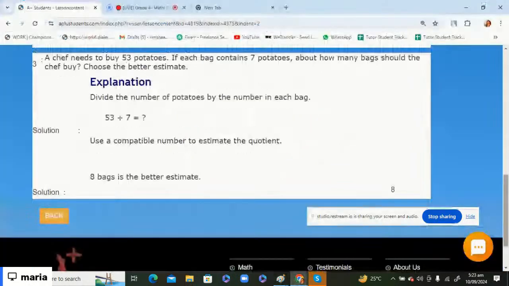Okay. A chef needs to buy 53 potatoes. Each bag contains 7 potatoes. They are talking about the bags. So, about how many bags should the chef buy? Choose the better estimate. Divide the number of potatoes by the number in each bag. The chef needs 53 potatoes and each bag contains 7, so divide 53 by 7. Let's check.